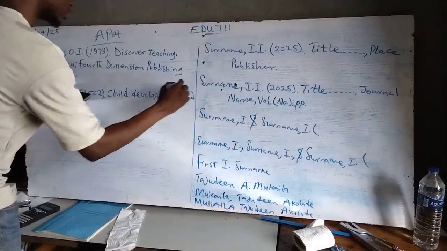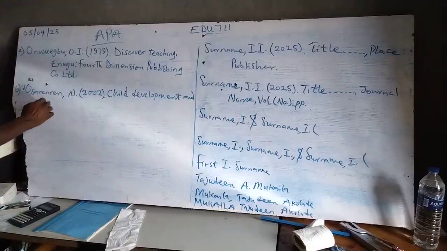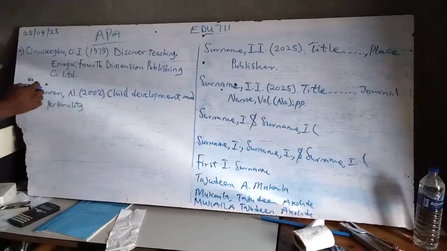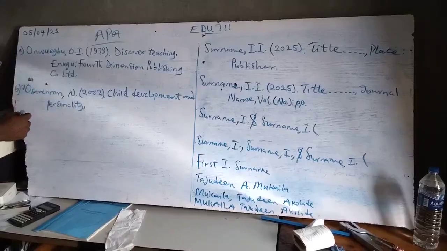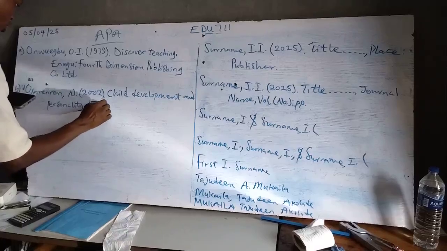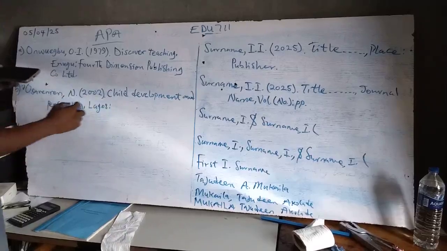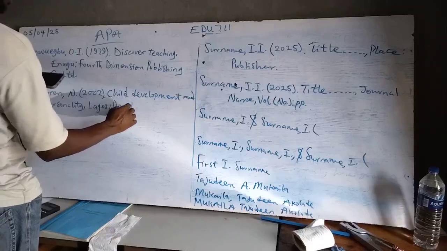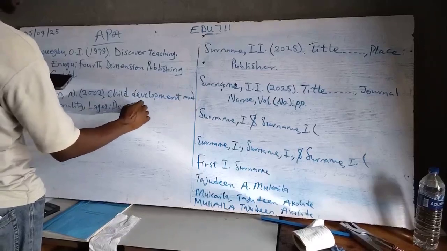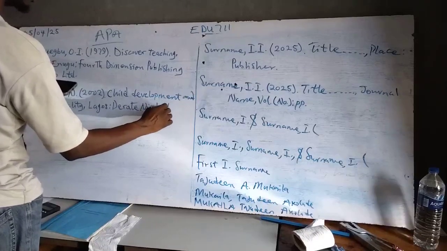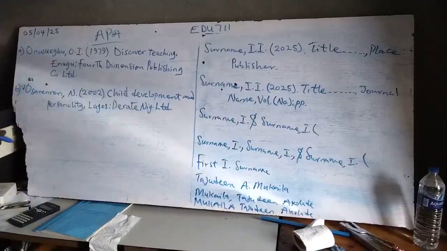and personality, comma, place of publication is Lagos, colon, the publisher is Derats Nigeria. You write it full. I just want to save time. Limited, full stop, and that is all.